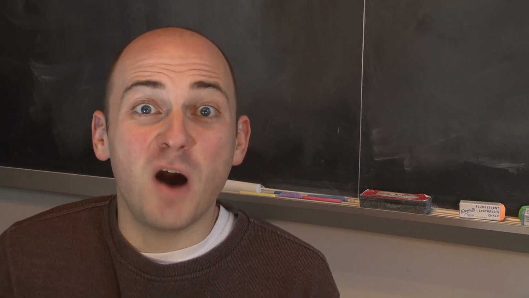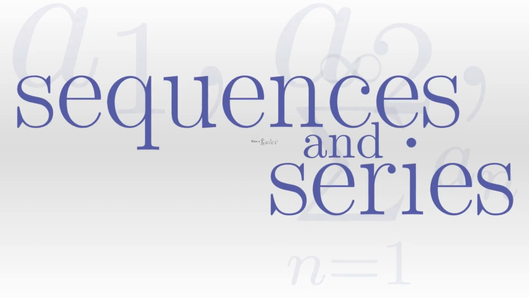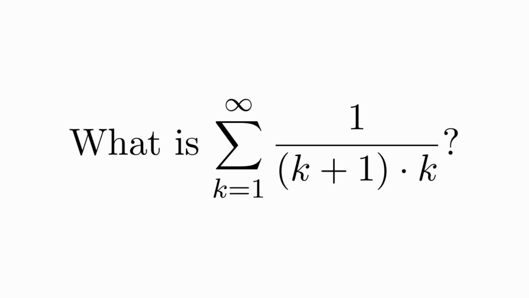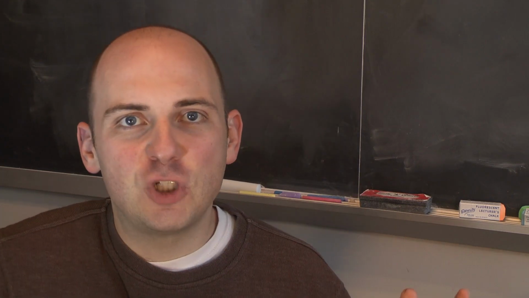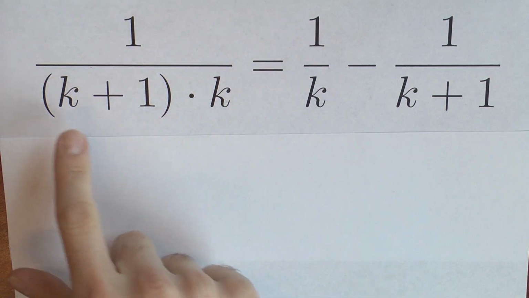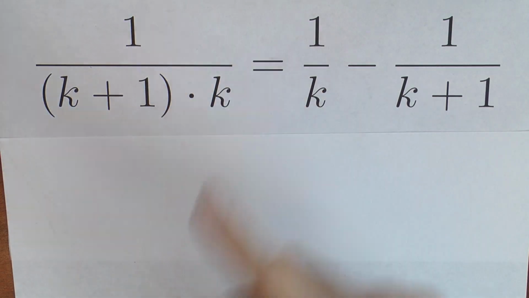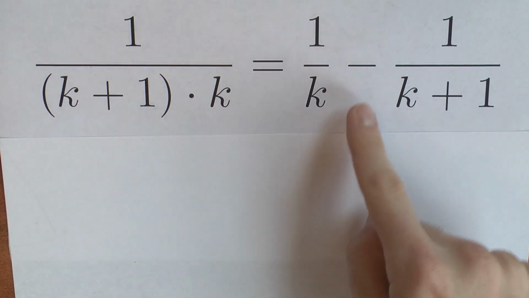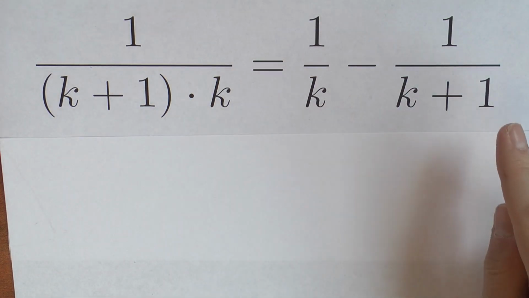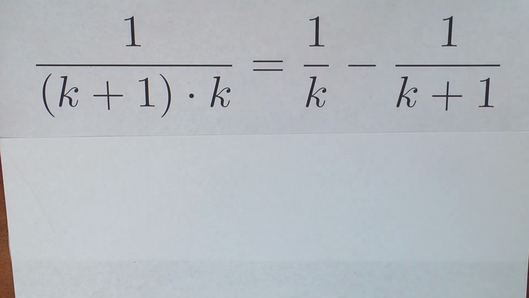Let's compute the value of another series. A bit of algebra will make a huge difference here. 1 divided by k plus 1 times k is the same as 1 over k minus 1 over k plus 1. See why this is true, right?